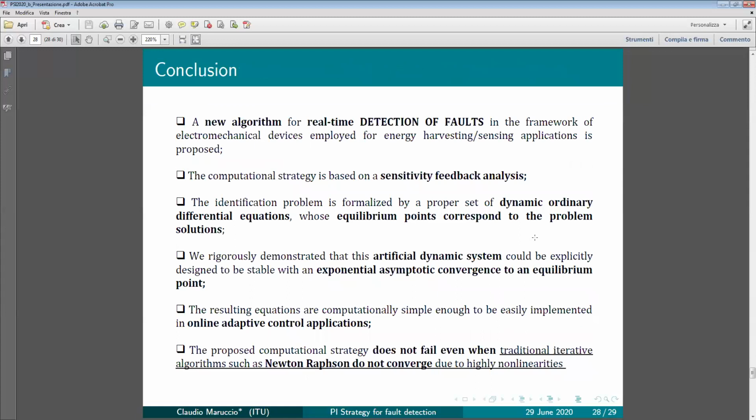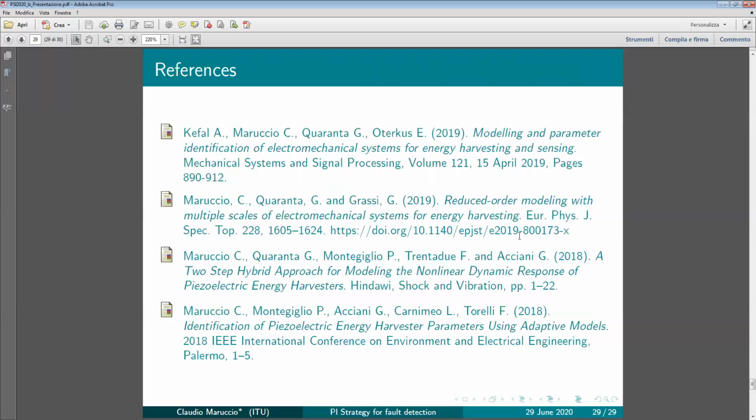So these are the conclusions. A new algorithm for real-time detection of faults in the framework of electromechanical devices employed for energy harvesting sensing applications is proposed. The computational strategy is based on a sensitivity feedback analysis. The identification problem is formalized by a proper set of dynamic ordinary differential equations, whose equilibrium point corresponds to the problem solution. The proposed computational strategy does not fail even when traditional iterative algorithms based on Newton-Raphson do not converge due to highly nonlinearities. Those are some references.